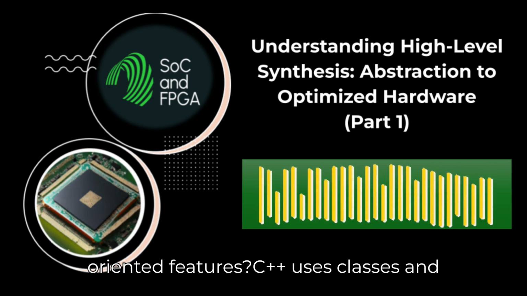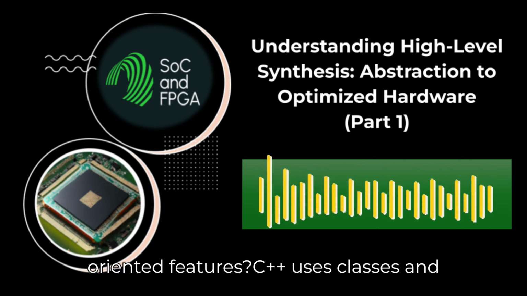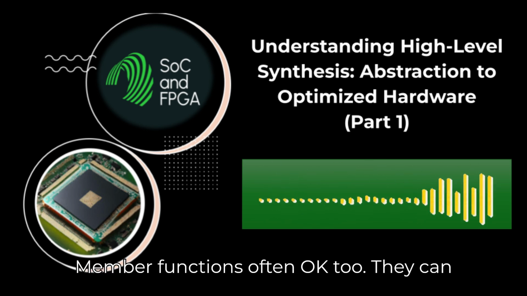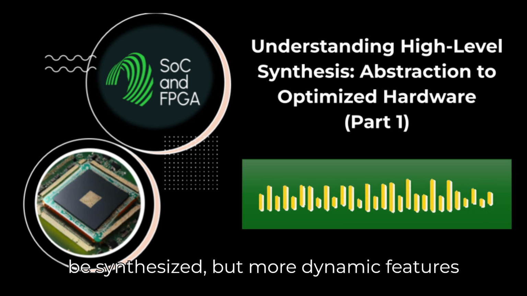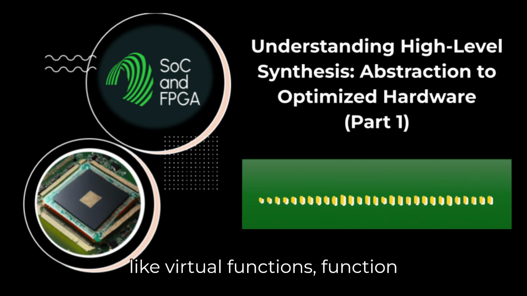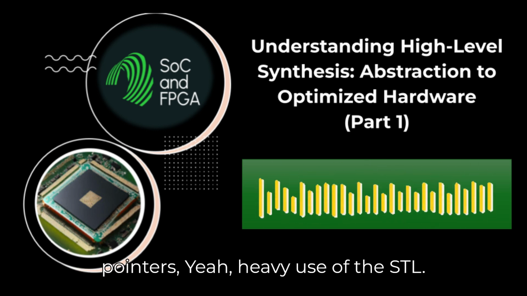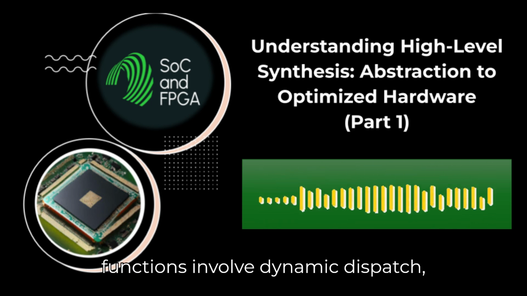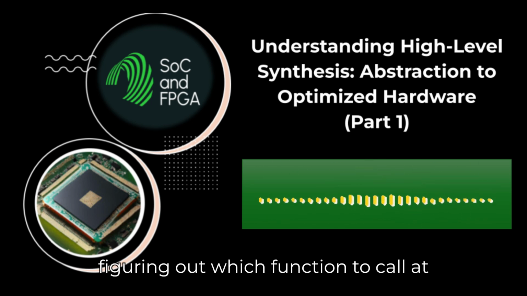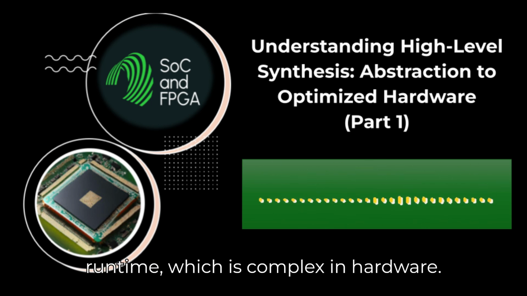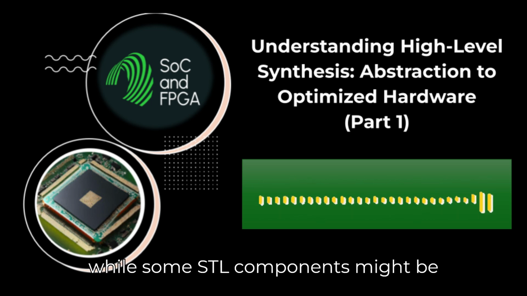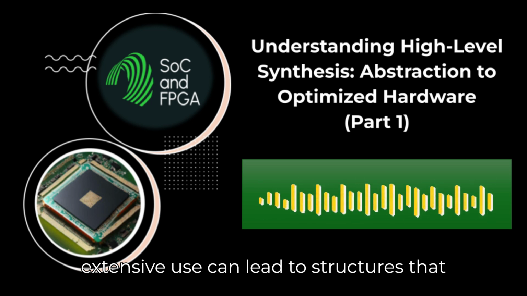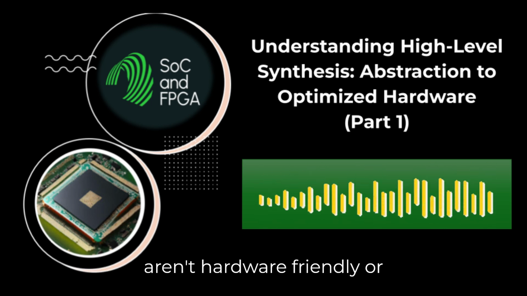What about object-oriented features? C++ uses classes and objects heavily. Classes and structs used simply as data containers are usually fine. Member functions are often okay too, they can be synthesized. But more dynamic features, like virtual functions, function pointers, heavy use of the STL, those become problematic. Virtual functions involve dynamic dispatch, figuring out which function to call at runtime, which is complex in hardware. Function pointers can be tricky, and while some STL components might be supported with specific libraries, extensive use can lead to structures that aren't hardware-friendly or synthesizable.